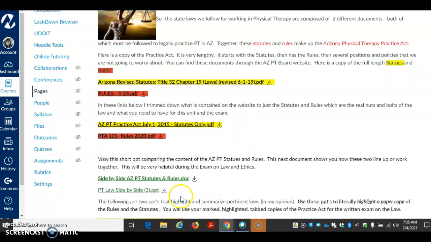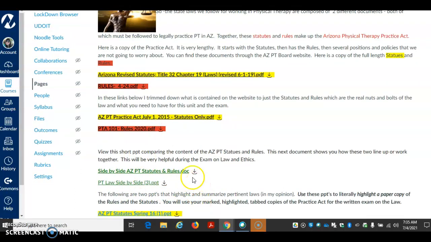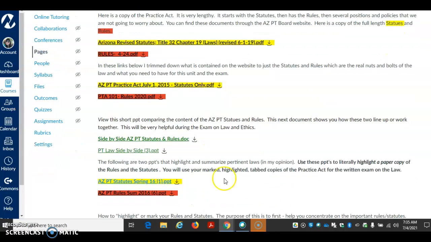Then on part of this page, it has you look at some other documents to review the statutes and rules. It also has you look at these two PowerPoints right here. One is the statutes PowerPoint and one's the rules PowerPoint. You're going to have these packets out while you review these PowerPoints, highlighting and tabbing your statutes packet and your rules packet, because the sections that I cover in these PowerPoints are important sections to highlight in these packets for the second portion of your exam.